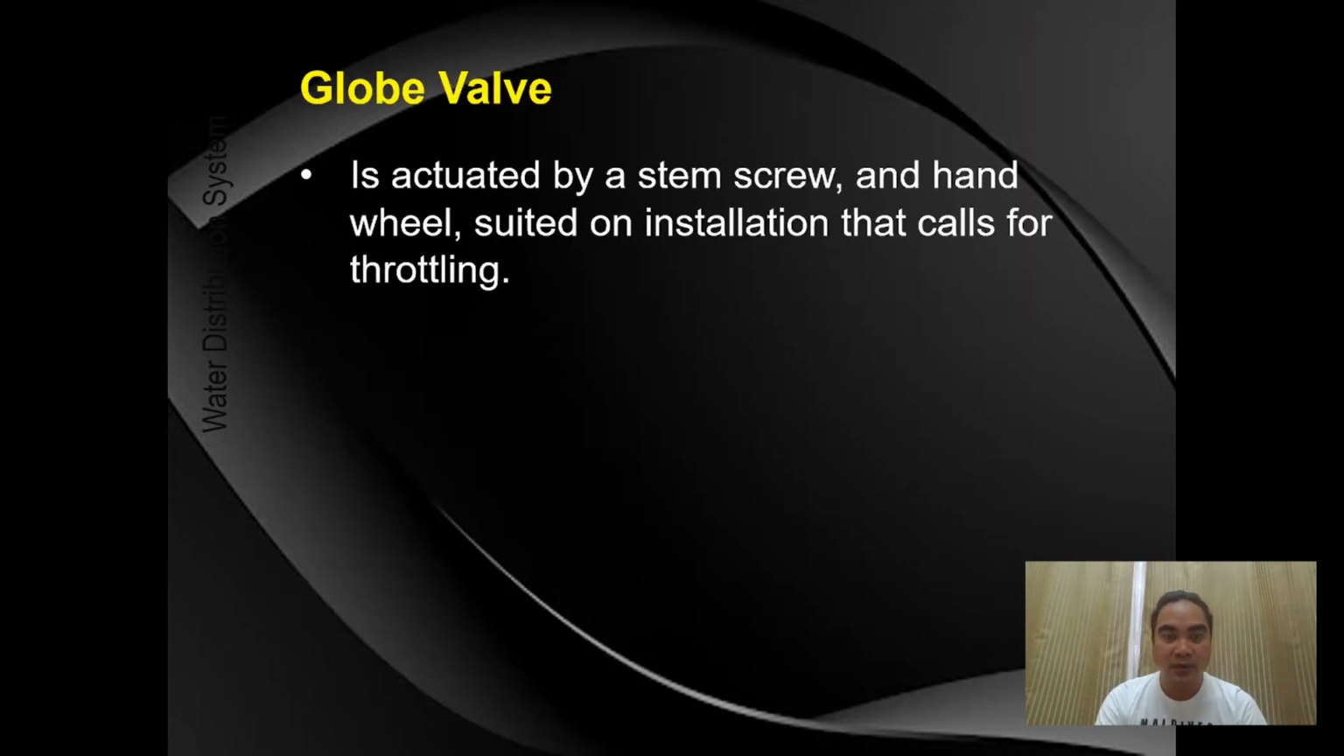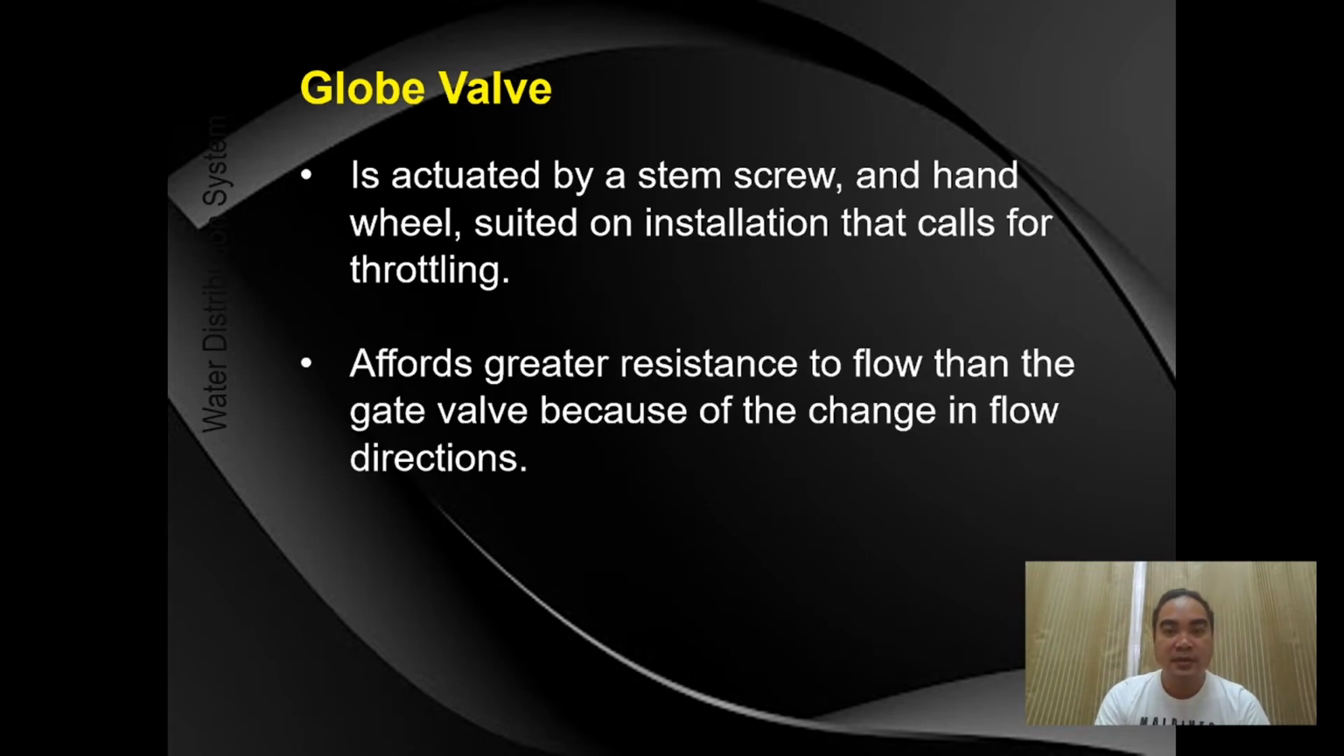So globe valve is actuated by a system screw and hand wheel situated in an installation that calls for throttling. It affords greater resistance to flow than the gate valve because of the change in flow direction.